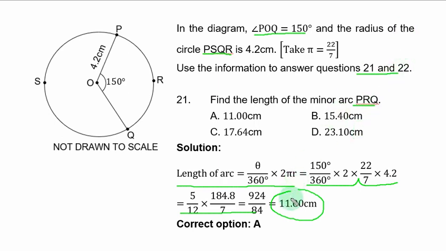Now mind you, if you divide this with your calculator, what you have there is just 11. So 0.00 means nothing. Just to have agreement with the various options. The options are given to 2 decimal places. That is why you have 11.00.